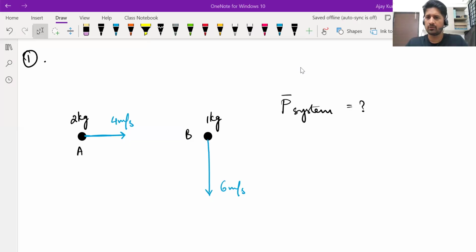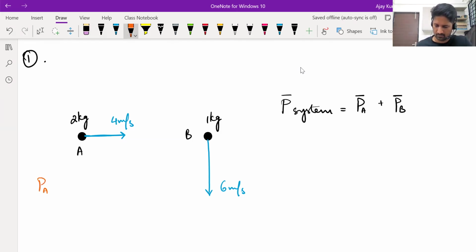Okay, Pawan, you tell me, what are the steps to take? Sir, first we have to find out the momentum of A and B. Okay, so momentum of the total system will be momentum of A plus momentum of B. Correct. How much is A's momentum? Sir, 2 into 4 is 8. Tell along with the units. Okay, kg meter per second. How much is B's momentum?